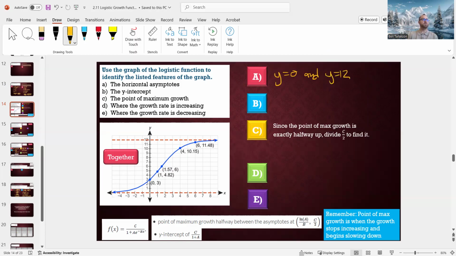Y-intercept. Use the formula from before, right? C over 1 plus A. C is 12. A is, do we know what A is? No, but we can see it on the graph. So this time we're using a graph more so to help us answer these. That is right there, right? Y-intercept. So that's at 0, 3.